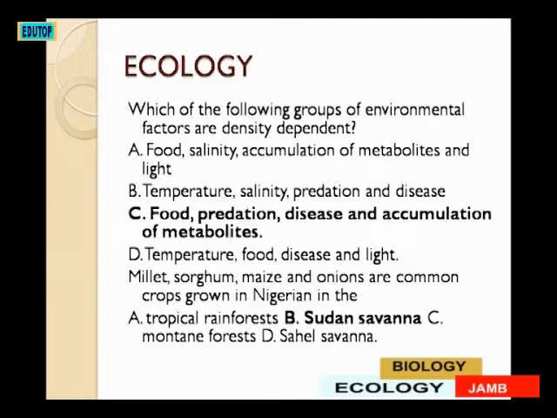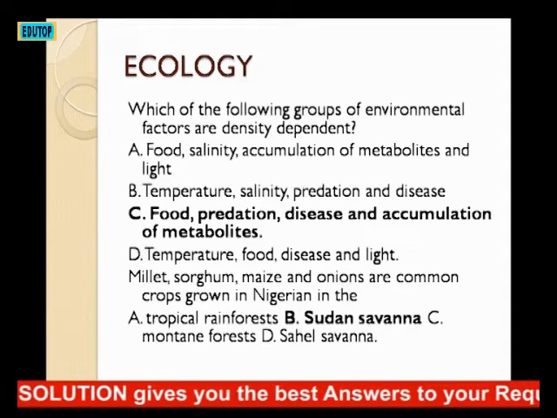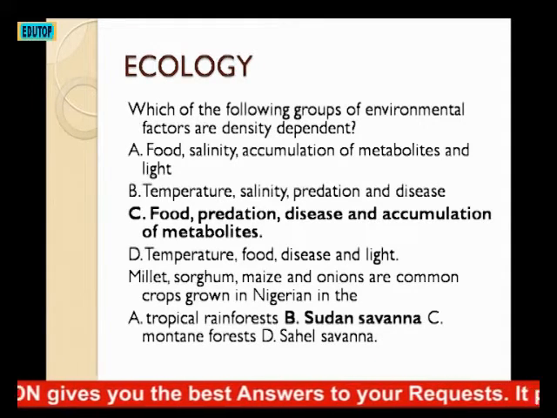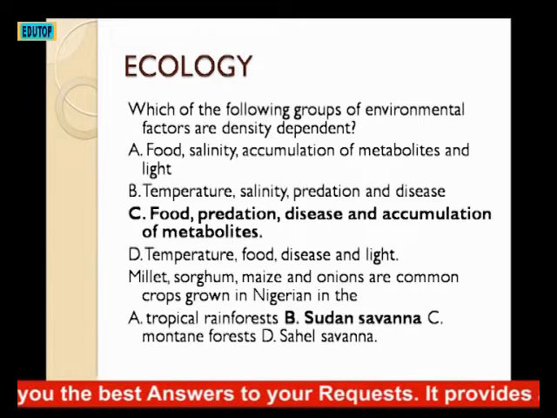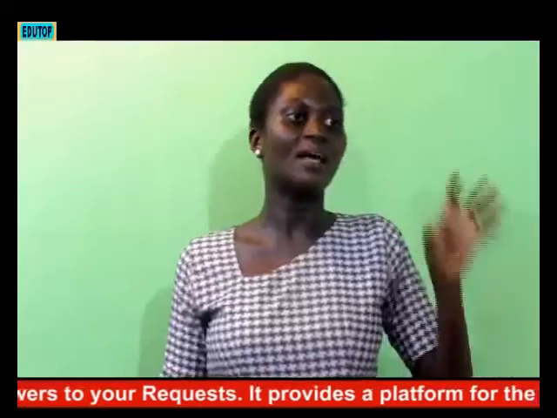The next question. Millet, sorghum, maize and onion are common crops grown in Nigeria in the A. Tropical rainforest, B. The Sudan savanna, C. The montane forest, D. The Sahel savanna. These crops are grown in the Sudan savanna. Millet, sorghum, maize and onion.